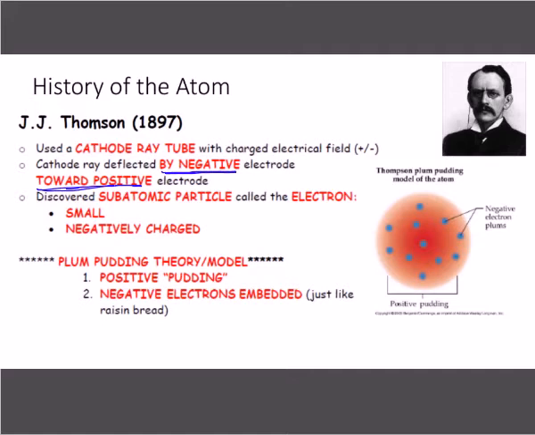He came up with the plum pudding model. Positive pudding, where you had these bits of negative pieces throughout it.